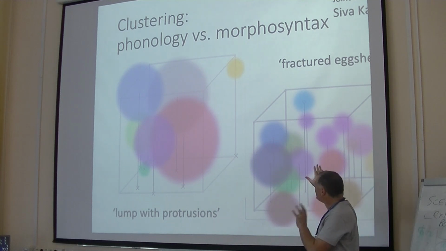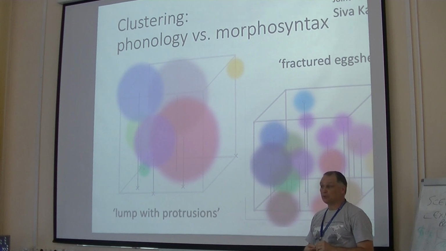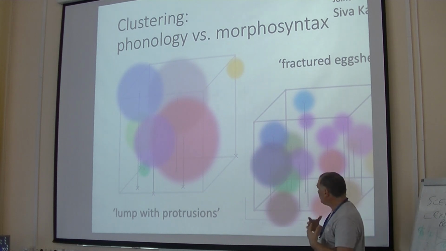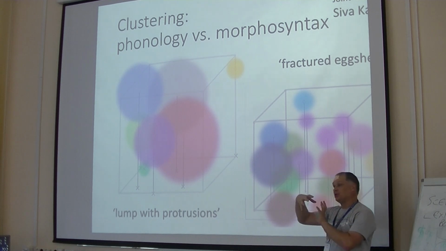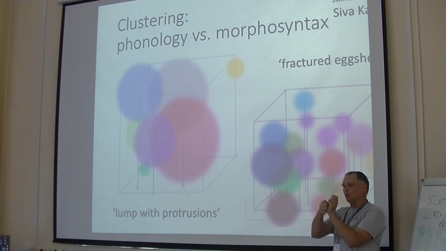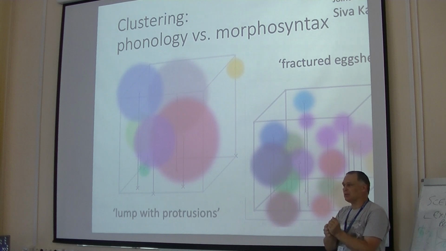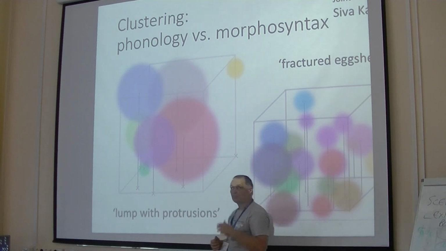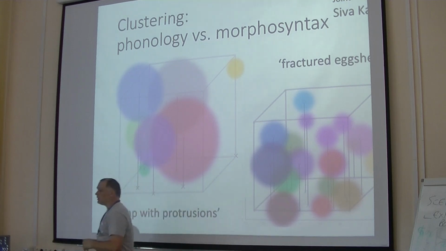So, there's a lot that needs to be done on the geometry of typological space. And what I find most interesting is this avoidance of the center for morphosyntax, whereas phonology is sticking from the center. Morphosyntax comes in, phonology goes out. Except for Australia, which shouldn't be there.